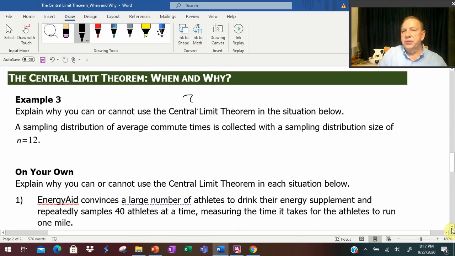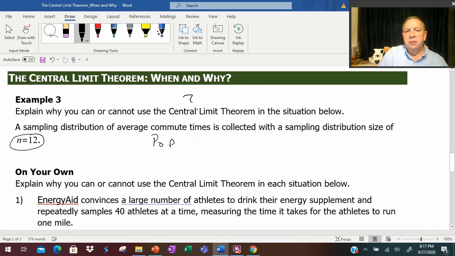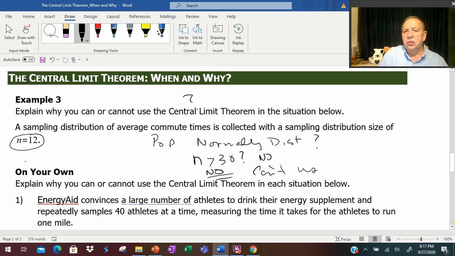Why not the CLT? A sampling distribution of average commute times is collected with a sample size of n equal to 12. Would that work? I see no information about the population being normally distributed. That's my big question mark. I have no reason to believe that it would be. Is n bigger than 30? No. So no, we can't use the central limit theorem results.